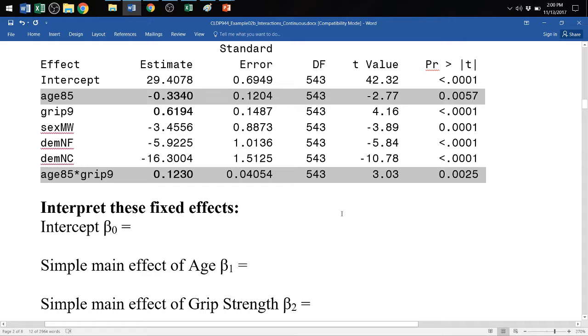Come on, you guys are smarter than me. Is the age slope getting stronger or weaker as grip strength increases? Weaker, less negative. If there's a less in front of it, it's weaker. So if you're strong, does age matter more or less than if you're weak? Less. Age matters less if you're strong. Age matters more if you're weak.